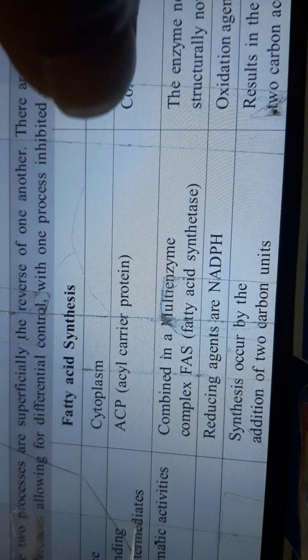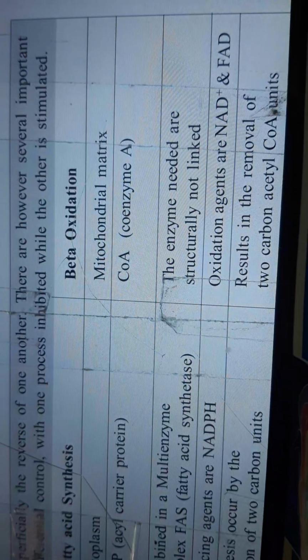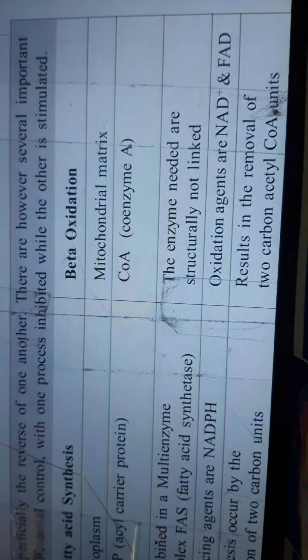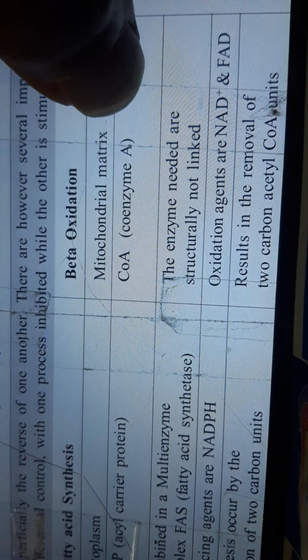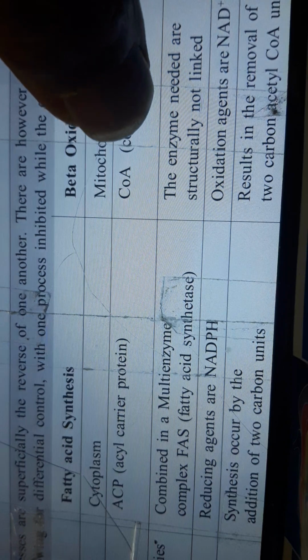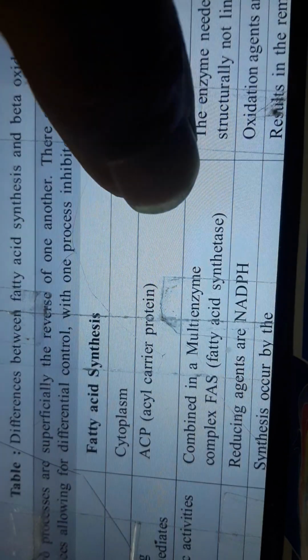This is a table. The two processes are superficially the reverse of one another. There are, however, differences allowing the different controls, in which one is inhibited while the other is stimulated.